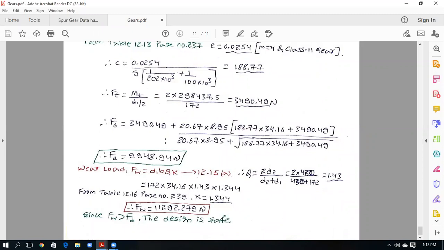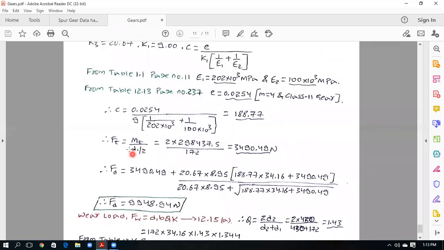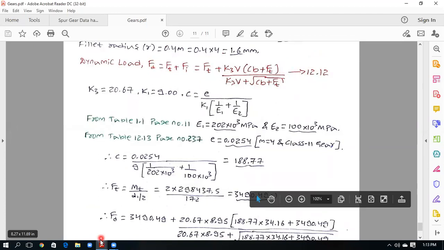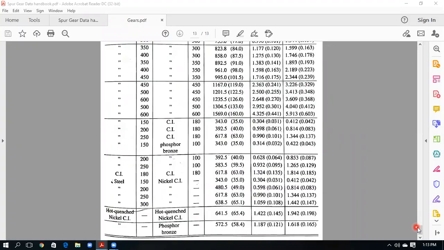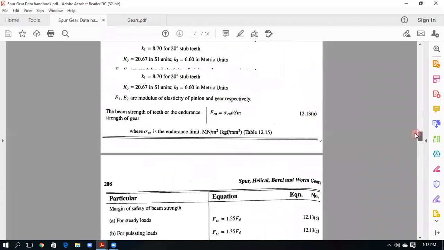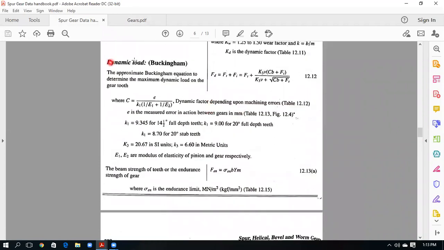Any one of you? Sir, how do we need to calculate FD, the dynamic load? Yes. To calculate the dynamic load, the formula is there, 12.12. You need to see the formula. Here you can see the dynamic load. This is the formula. FD is equal to Ft plus this K3V. V, the velocity, I already calculated. C, the formula is also given.